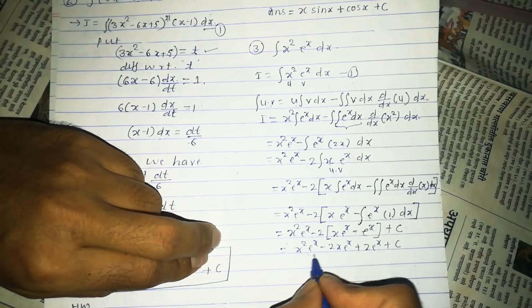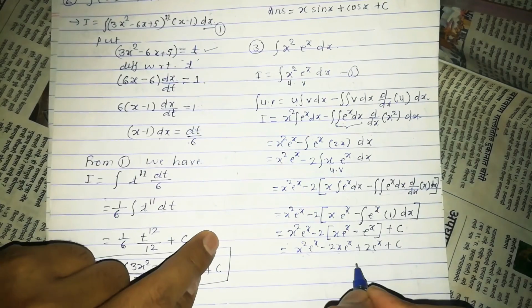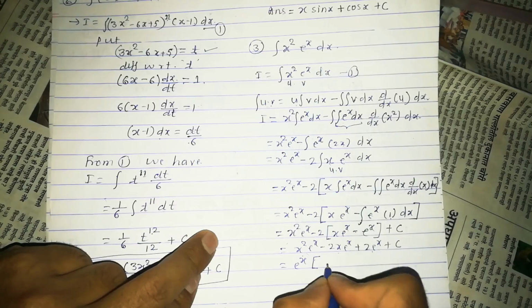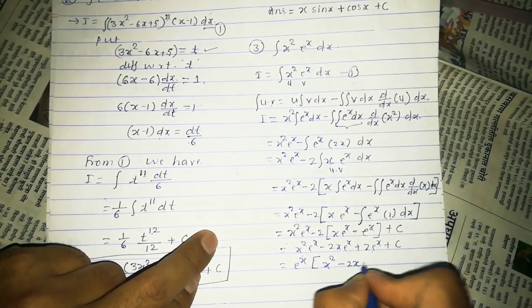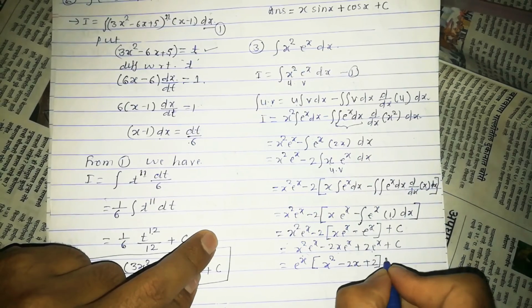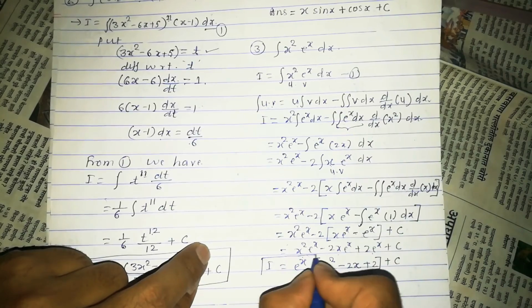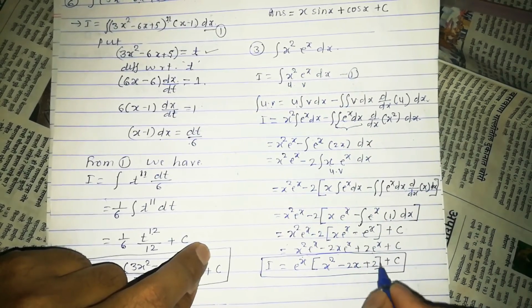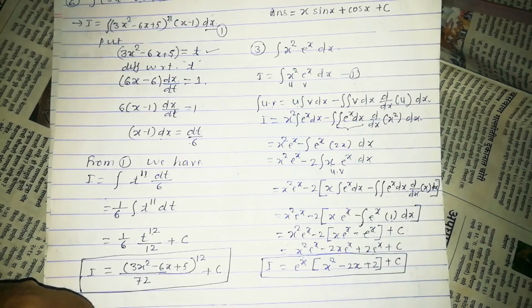Now from these 3 terms, 1 2 3, you can take e raised to x outside. So we have here e raised to x inside bracket, x square minus 2x plus 2, and here we have plus c, which is the required answer. If you want to further simplify, you can simplify this bracket by factorizing it, or else keep it as it is, which is the required answer.